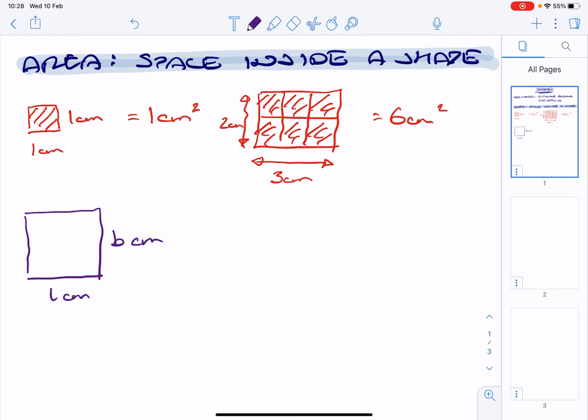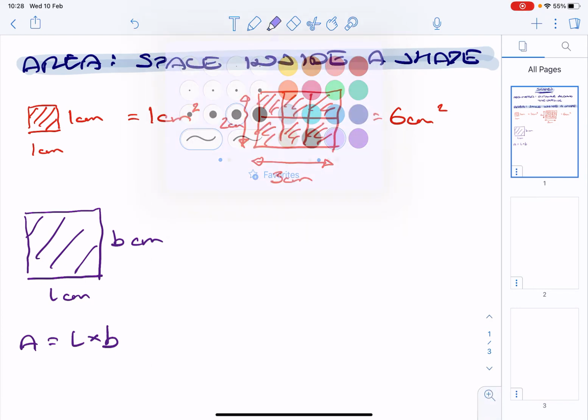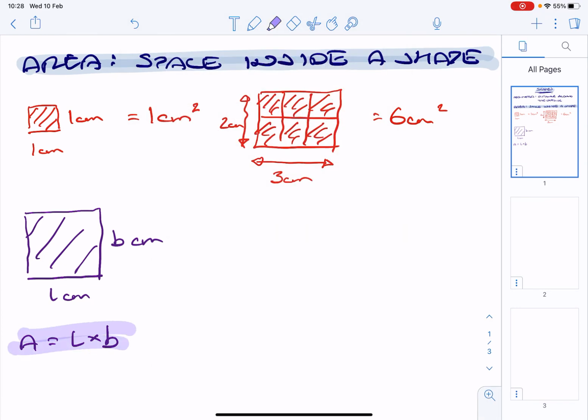Then we can say that the area, okay, the space inside it, is length times by breadth. No matter what that length is and no matter what that breadth is, we can times them together, and that will give us the area of that shape. Okay, so that's the formula, and you have to know that formula. That formula is not going to be given in your formula sheet. You have to know that formula off the top of your heads.